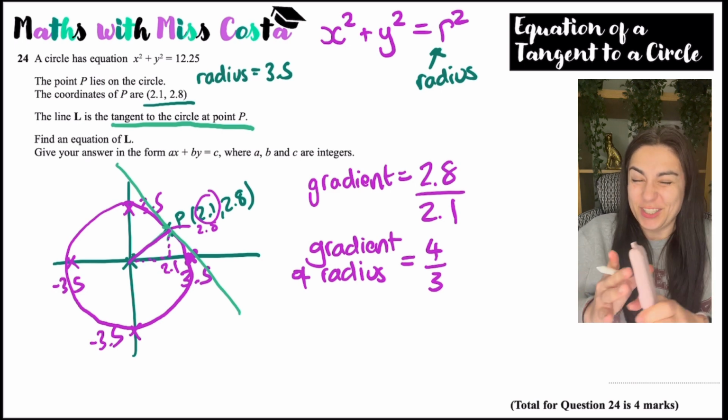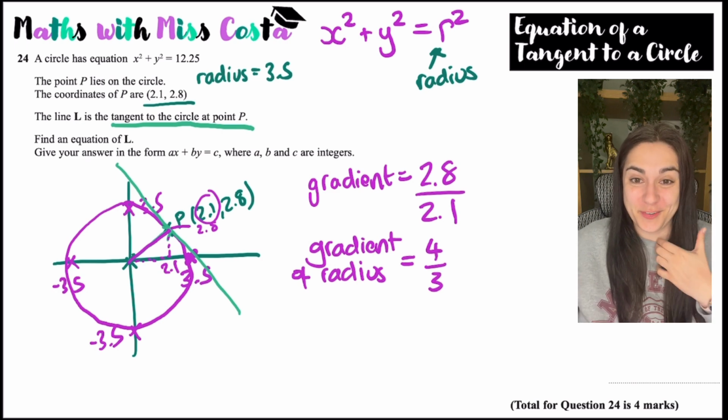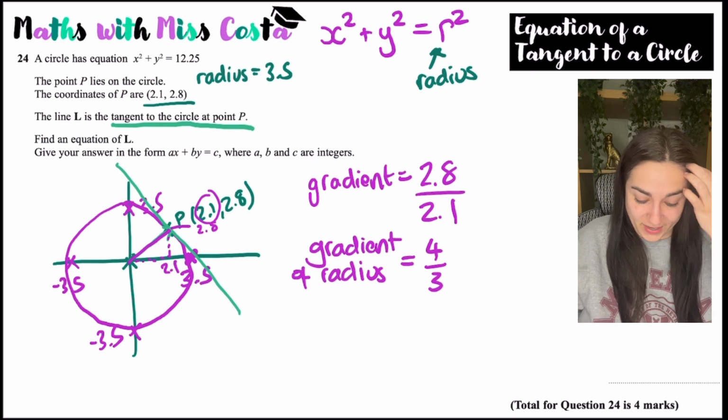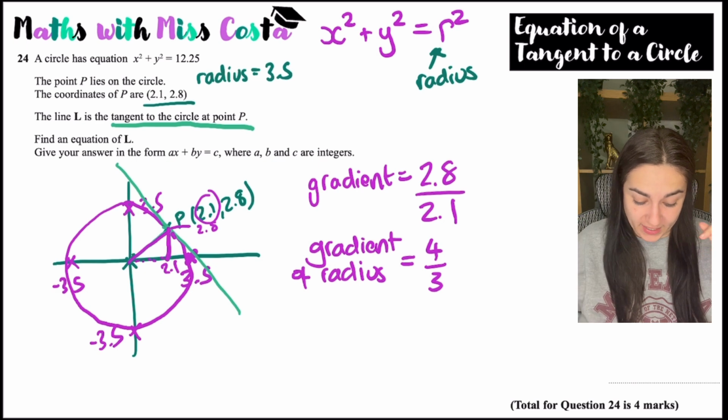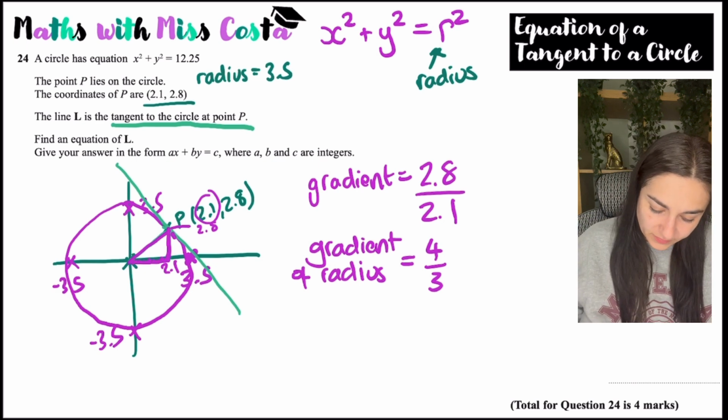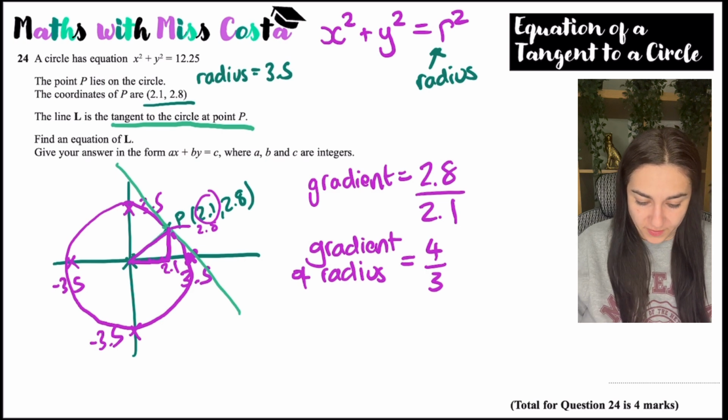Generally with an equation of a circle question, the first thing you want to do is calculate the gradient of the radius. You do that by just visualizing where the graph is, and you can work out the gradient because you know that you have a starting point of 0 for x and y. So the gradient of the radius is 4/3.